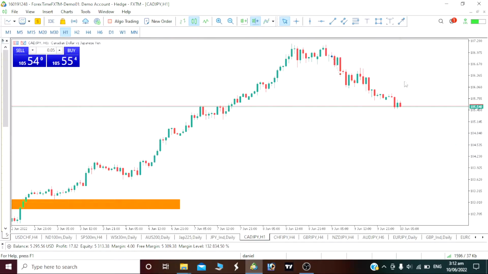So above all, today our CAD will actually be going bearish. So let's take a sell on our CADJPY.